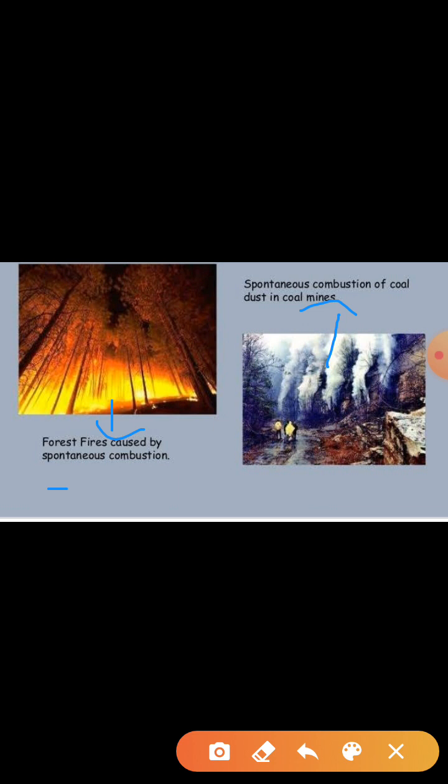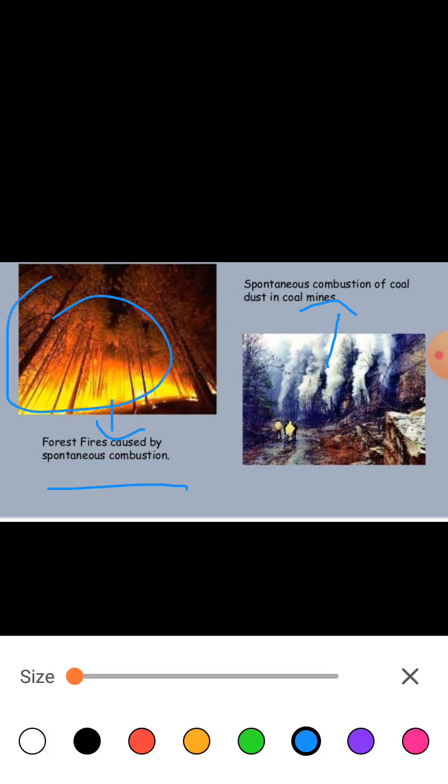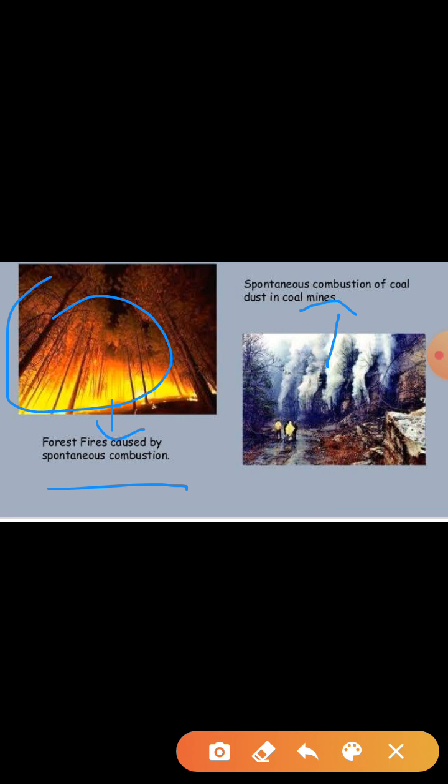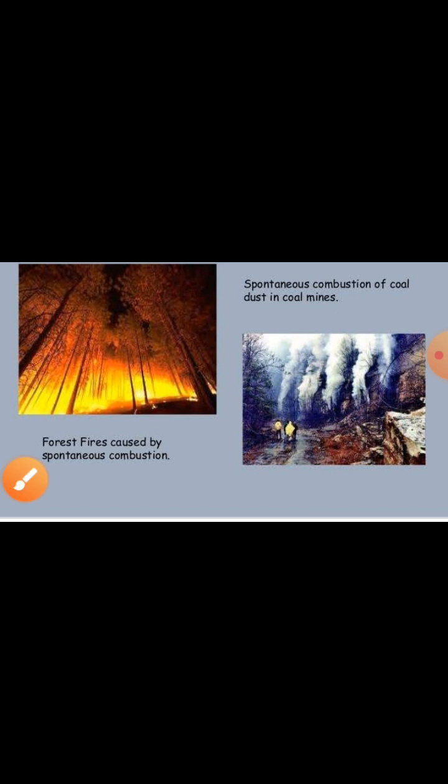First example is forest fires caused by spontaneous combustion. As you can see here, the forest fire is caused by spontaneous combustion, due to the extreme heat. Then here you see the spontaneous combustion of coal dust in coal mines. This is all spontaneous combustion. There is no application of heat, which means the substance bursts into flames without the application of heat. Next and the last is explosion.